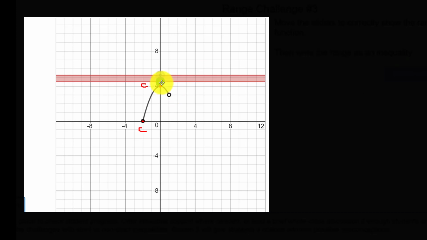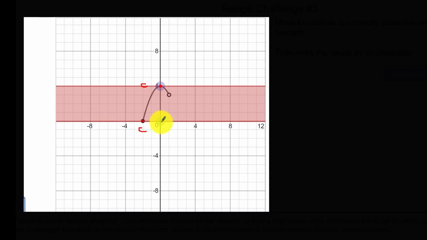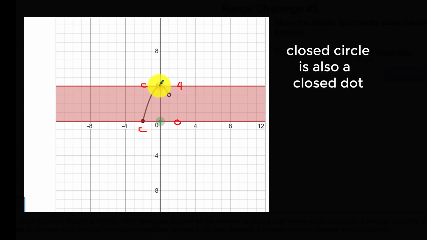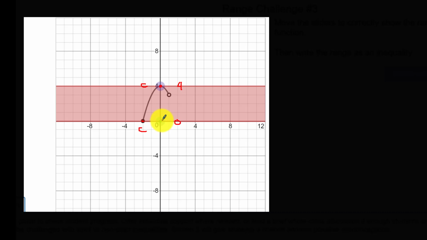Let's move our slider to shade our graph, starting from the minimum point all the way to the maximum point. The y value on this point is actually 0. The y value on this point is 4. Now remember, this one is a closed circle, and the maximum point is a closed circle. The portion of the y-axis that is shaded is our range. From here, closed circle, all the way up here, which is also a closed circle. The range will be y greater than or equal to 0, less than or equal to 4.